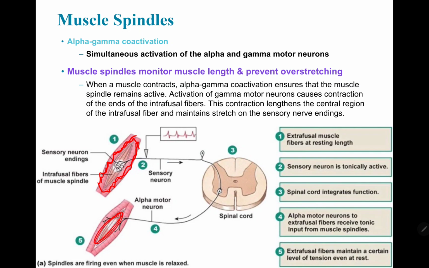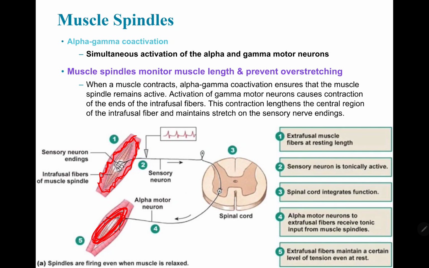So it's this alpha gamma activation through these muscle spindles. These extrafusal muscle fibers are basically monitored by these muscle spindles to ensure that you don't overstretch them. The function of these muscle spindles that I'm circling right here is to monitor muscle length and prevent overstretching. When a muscle contracts, the alpha gamma coactivation ensures that the muscle spindles remain active. Activation of these gamma motor neurons causes the contraction of the ends of the intrafusal fibers.